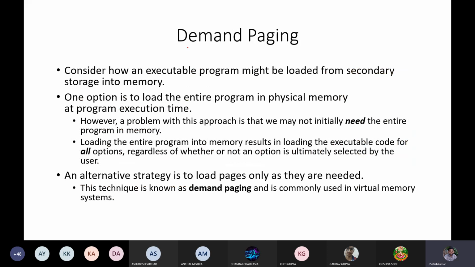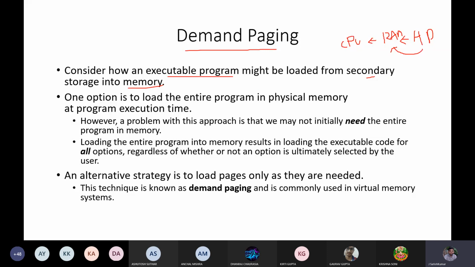So let us now try to understand demand paging, how the virtual memory works. When you are executing a program, it will be loaded initially from secondary storage into memory, right? That's what we studied the first time. So you have hard disk. From the hard disk, you will store to RAM. From RAM, it will go to the processor. This is how it usually happens. So the executable program might be loaded from secondary storage into memory. So this has to come from here to here.